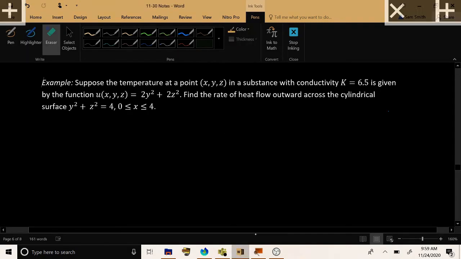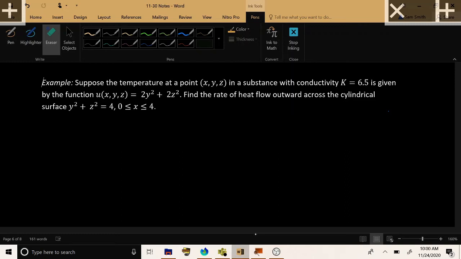So let's consider the following example. We've got some substance with conductivity K equals 6.5, and we know that the temperature at any given point in the substance is given by the function u of x, y, z equals 2y squared plus 2z squared. So let's find the rate of heat flow outward across the cylindrical surface, y squared plus z squared equals 4, 0 less than or equal to x less than or equal to 4.